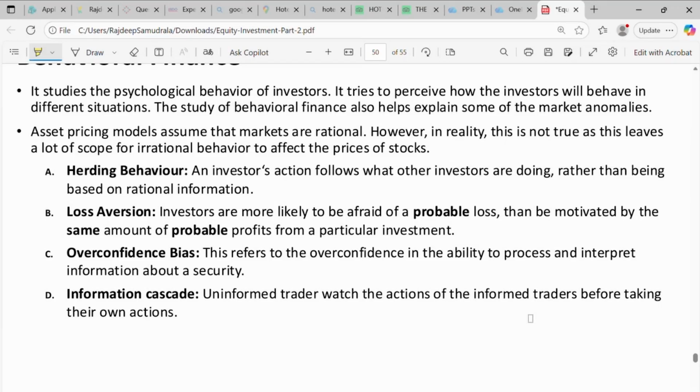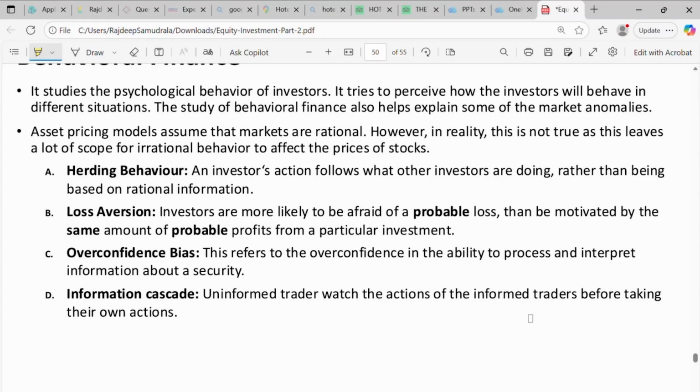Loss aversion. Loss aversion means people are scared of a loss, even though the same amount of profit is also possible. Suppose I tell you that this investment might give you a profit of 20 rupees or a loss of 20 rupees. You're more scared of the loss of 20 rupees than you are attracted to the profit of 20 rupees, even though maybe both have the same probabilities. Maybe the profit has a high probability, but you're scared because of the loss. So your loss aversion is always greater, and that's a behavioral aspect.